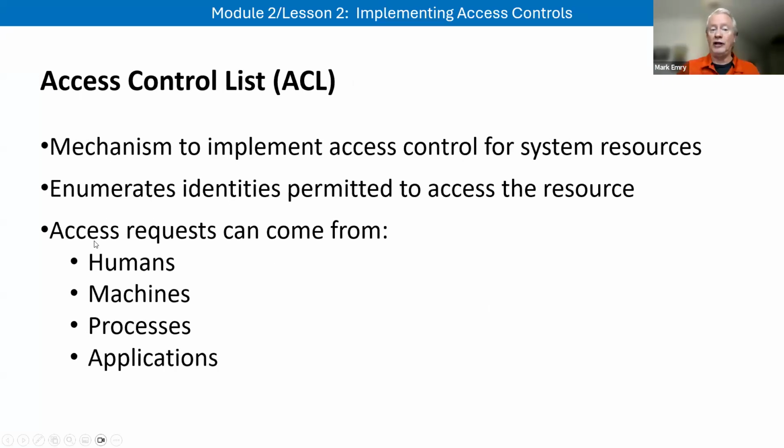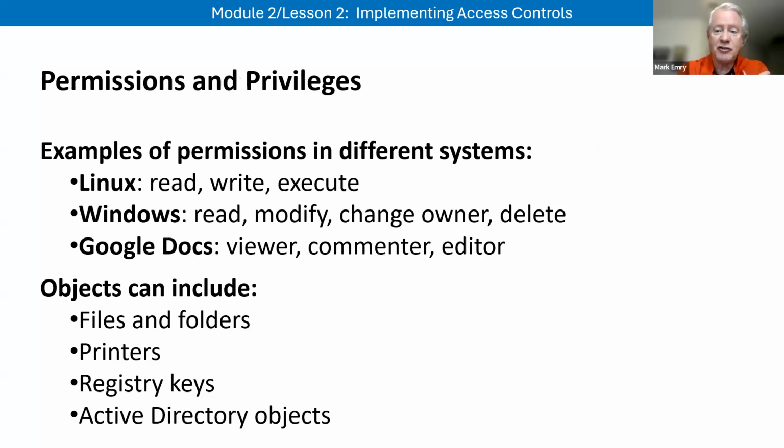An access control list is a mechanism to implement access control for a system resource by enumerating the identities, that is, the persons or entities that are permitted to access the resource. An access control request can come from a human, a machine, a process, or an application. Access control rights are described as permissions or privileges.